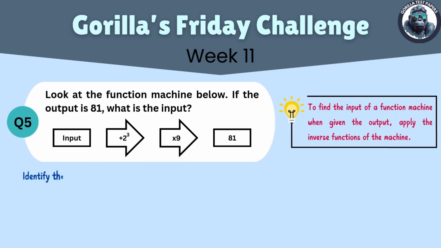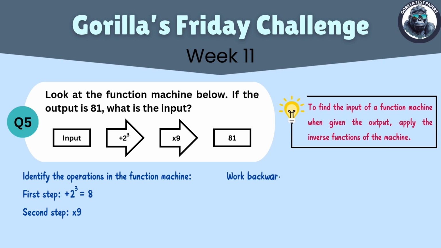First, we need to identify the operations in the function machine. And so looking at it, we can see that the first operation is adding 2 cubed, which also equals 8. And the second operation is multiplying by 9. Now we need to work backwards using the inverse functions starting at 81.